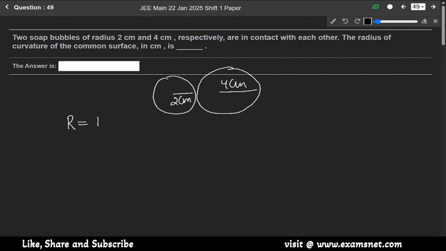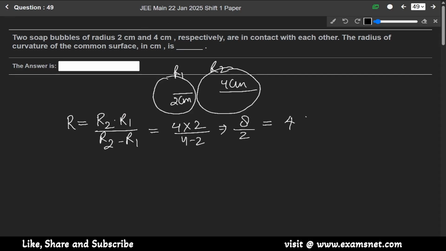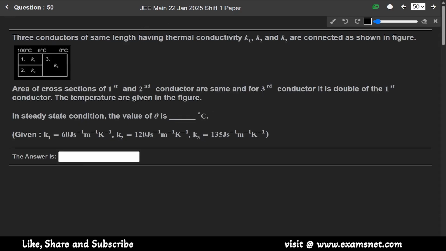So it is a directly formula based question. Let us say this is R1, R2. So it will be R2 into R1 over R2 minus R1. So it will be equal to 4 into 2 over 4 minus 2. So it will be 8 over 2, which means 4 centimeter. So the answer is 4 centimeter. Okay. Now next question 50.